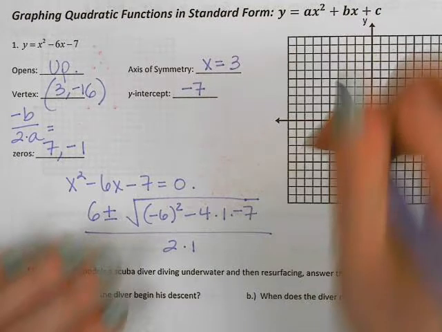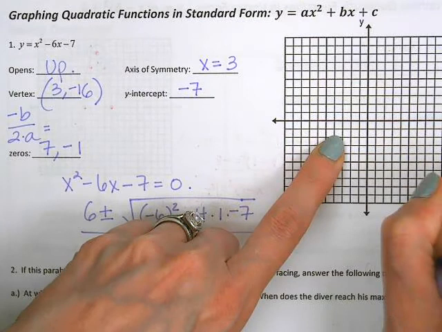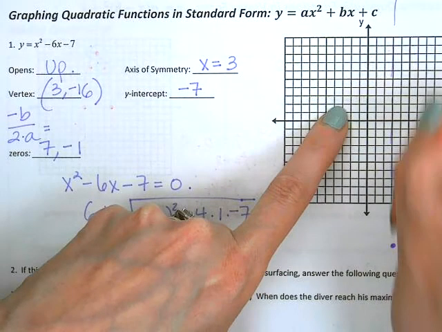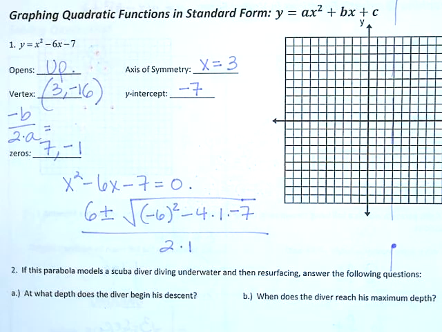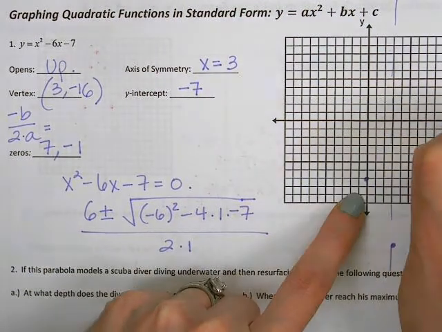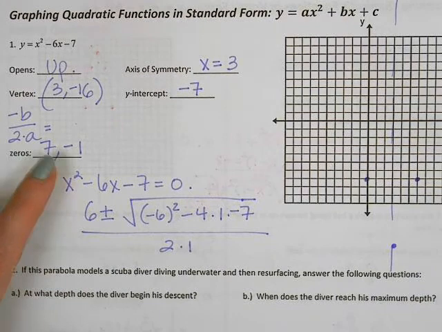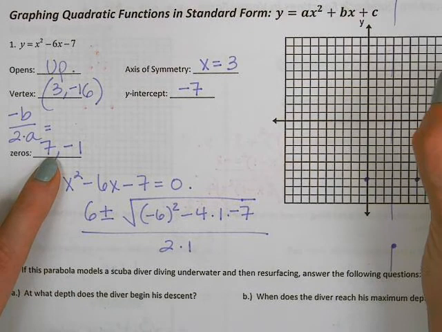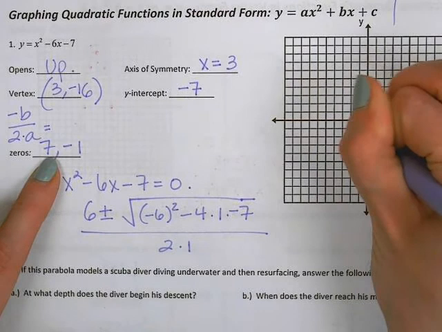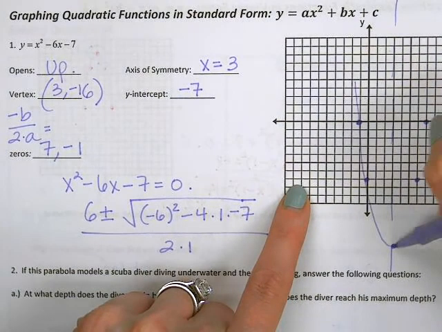Okay, sketch the graph. Vertex at 3, negative 16. Line of symmetry at x equals 3. Y-intercept at negative 7 with its free point. And x-intercepts or zeros at 7 and also at negative 1. So this one went a little off the graph, but that's okay. And there you go.